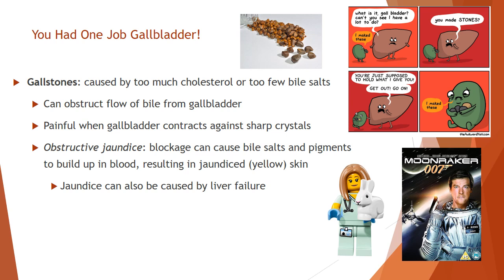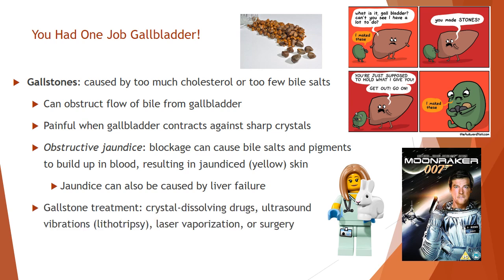Jaundice can also indicate liver failure, so you need to figure out the cause of your jaundice. One of the treatments for gallstones is removing the gallstone itself, or the gallbladder itself, or breaking down the crystals of the gallstones, or doing ultrasound vibration therapy. A lot of these are actually pretty commonly used in kidney stones too, honestly.